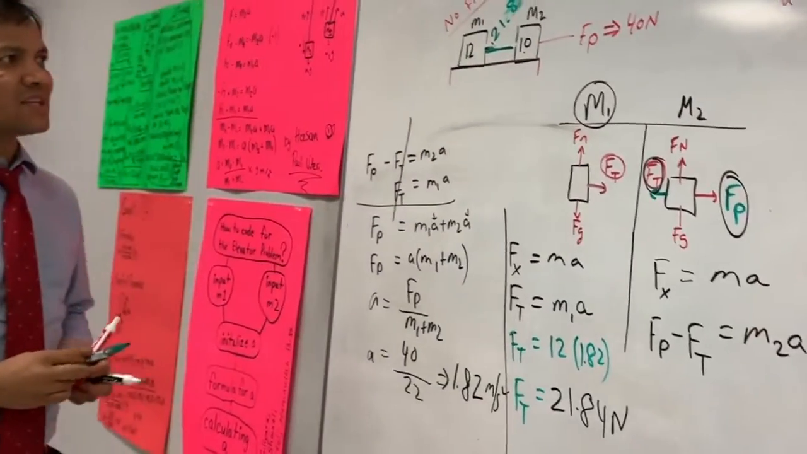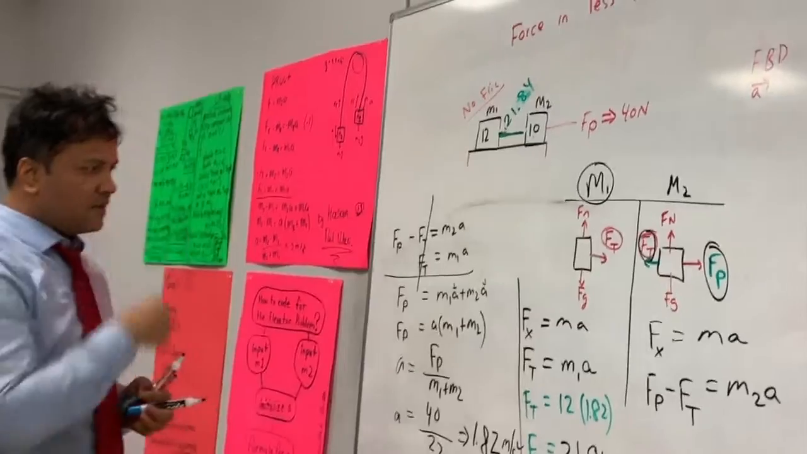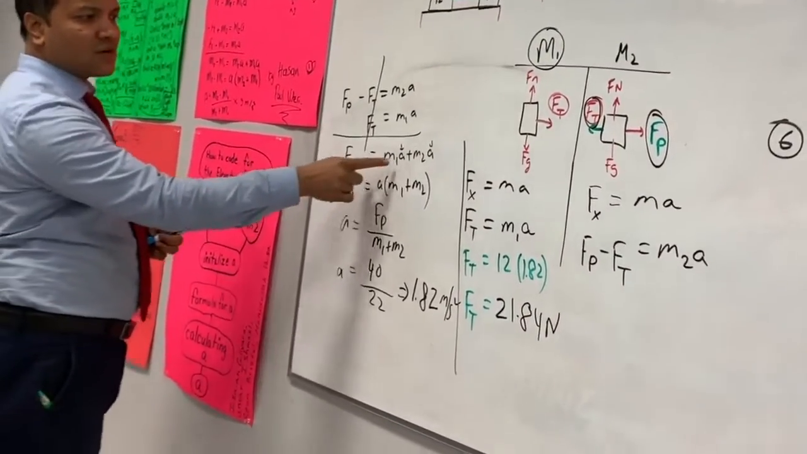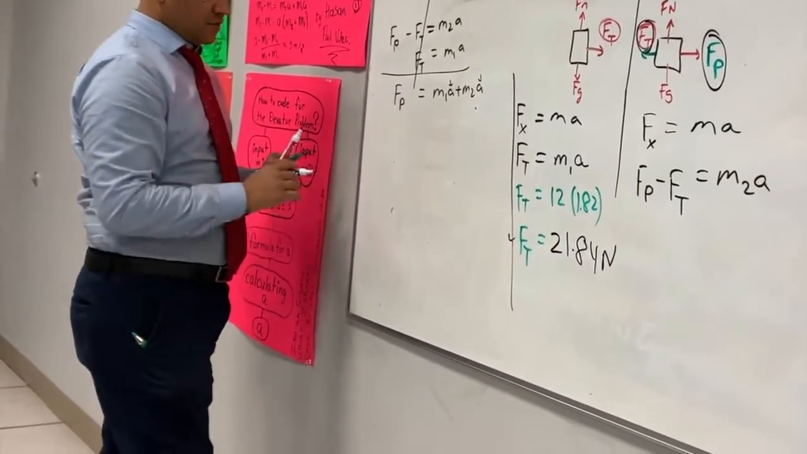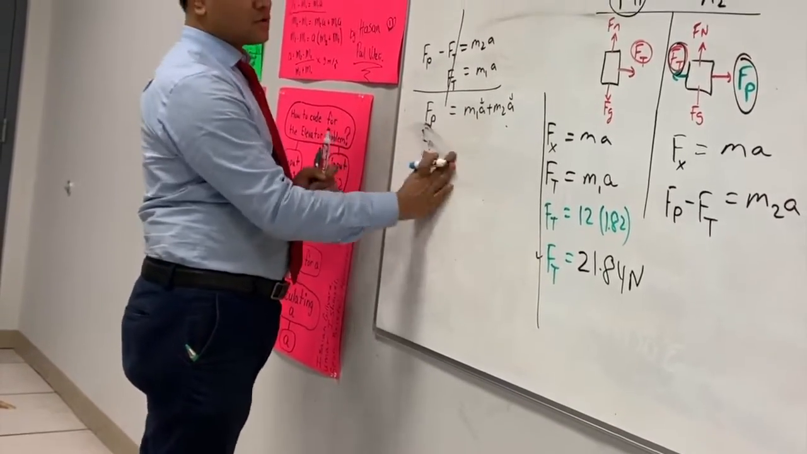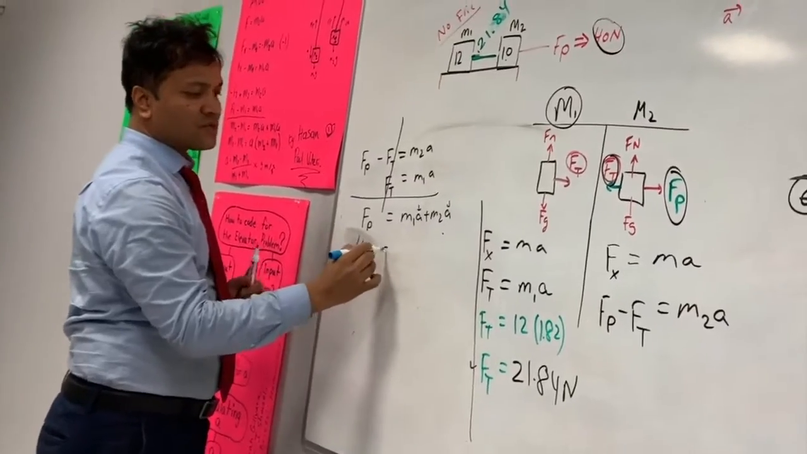So now let's prove that. Let's prove whether we get back to 40 if we use this formula. Fp is equal to, in fact, 40. Let's prove that. Fp, we already know Fp. So what is Fp? Fp is 40. So 40 is equal to 40. That's what we're trying to do.